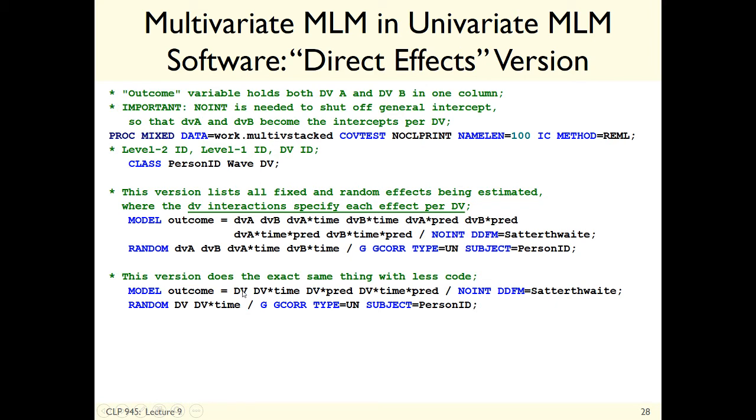This main effect of DV is going to spit out one intercept for each level of DV. This DV by time is going to spit out one fixed slope for each level of DV. So whereas this code would be up here, the longer code would be twice as long if I were predicting 4 variables at the same time. This code stays the same because it understands that DV is 4 things if you put it on the class statement.